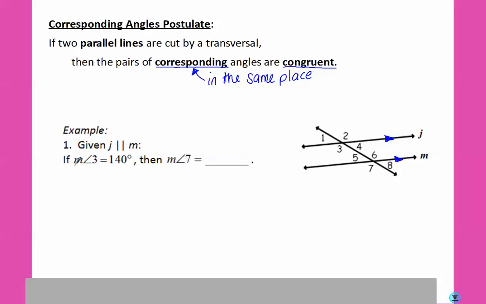If the measure of angle 3 is 140 degrees, then the measure of angle 7, since angle 3 and angle 7 are corresponding angles, we know the measures are congruent. So since the measure of angle 3 is 140 degrees, the measure of angle 7 is also 140 degrees.